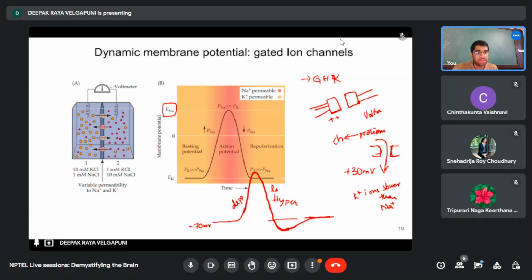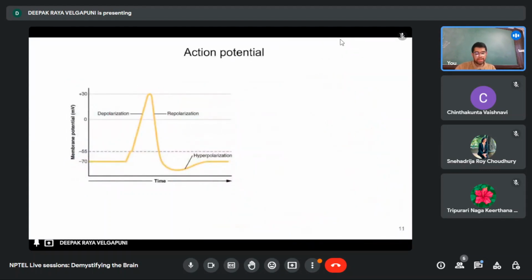Any other doubts here? So it's the same thing. Depolarization, then repolarization once the potassium channels open, and since they are slow, more and more K plus ions go inside, and it creates hyperpolarization because as the permeability of K plus increases, it goes more towards -77 from -70, and then again gets back to the resting membrane potential.